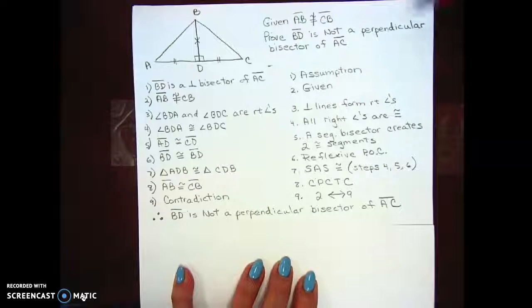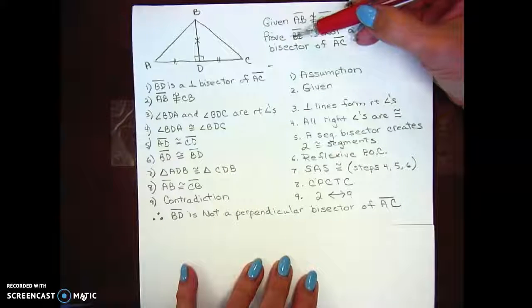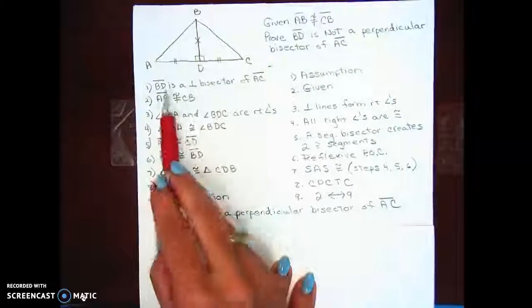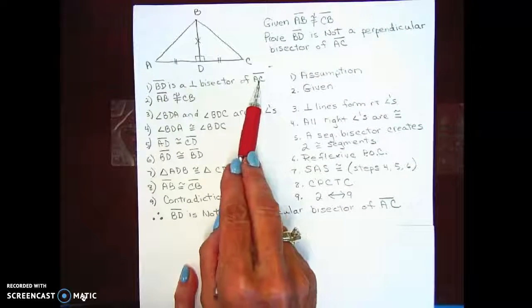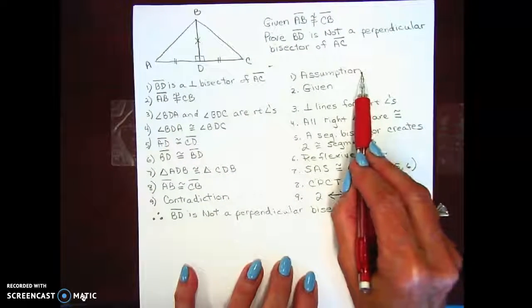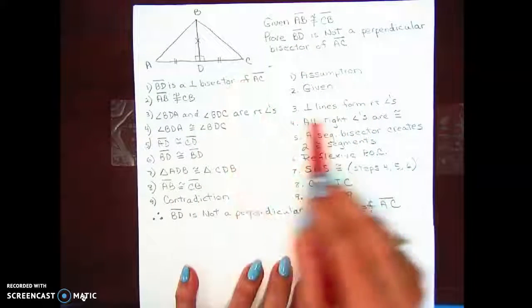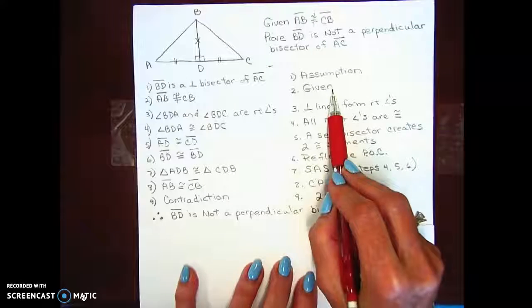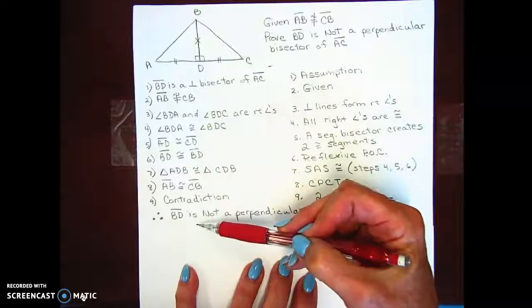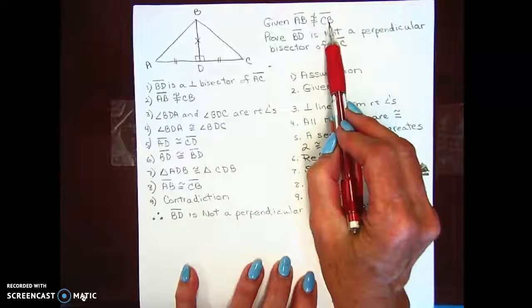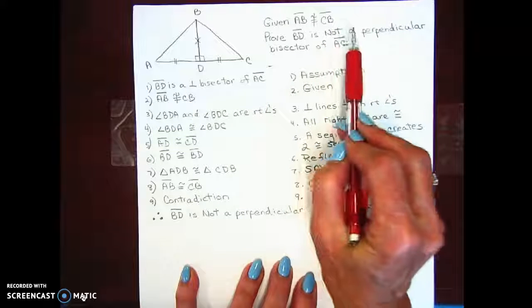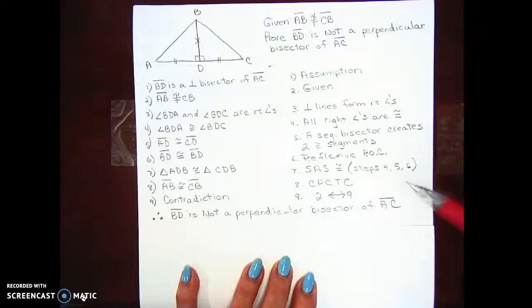So once again, in an indirect proof, you take what you want to prove, you assume the opposite of it is true, and that's your assumption. You use the given that you have for your proof in the next step, and then you just follow it until you show that this given is contradicted. So give yours a try.